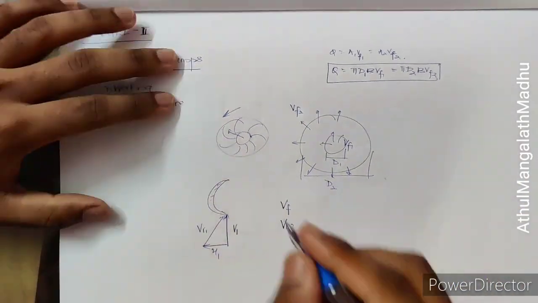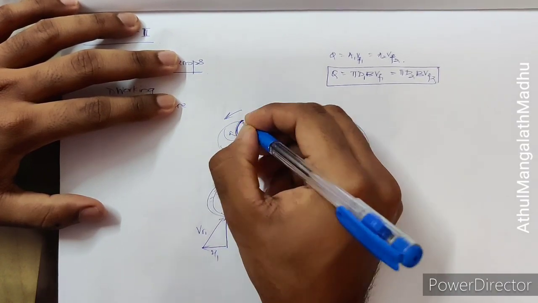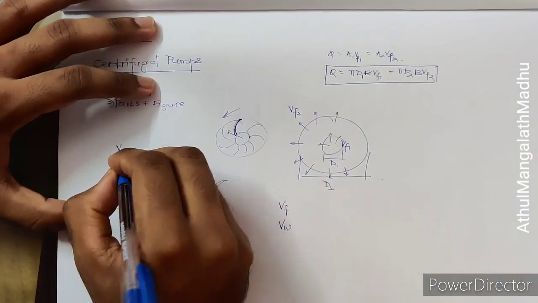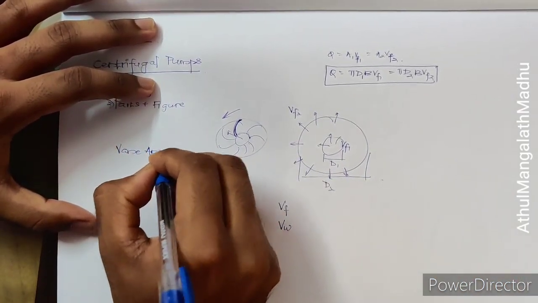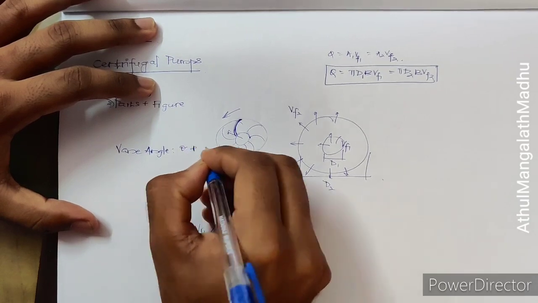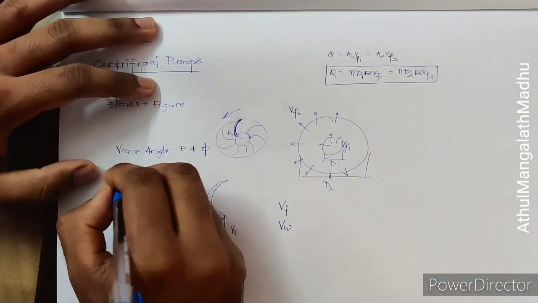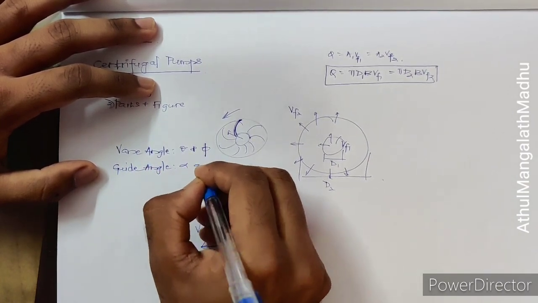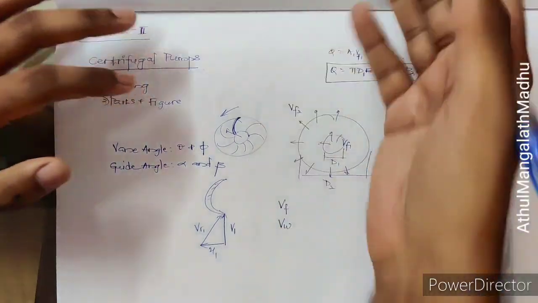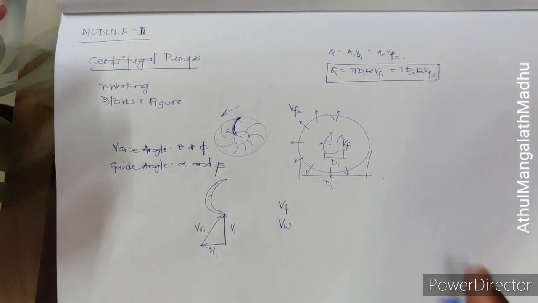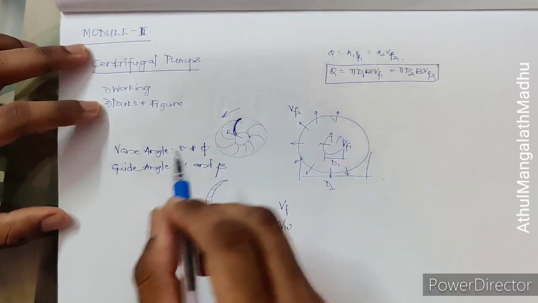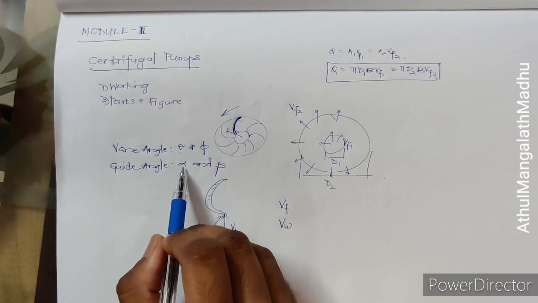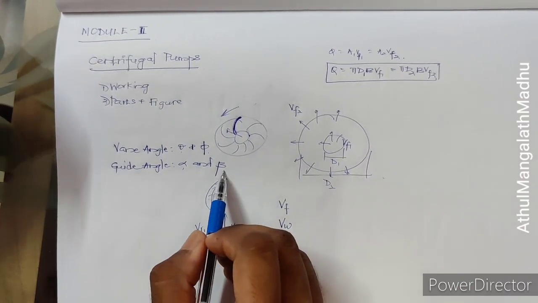And always remember, this is your vane. This vane will be kept at an angle. The vane will be turned at an angle, and always remember the vane angles are nothing but your theta and phi, and you have something called the guide angle. Those are your alpha and beta, both for turbine and pump. The vane will be turned at an angle, that's theta and phi. Theta at the inlet and phi at the outlet, and the guide angle is called alpha and beta. Alpha at the inlet and beta at the outlet.